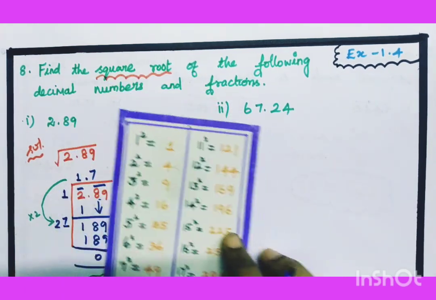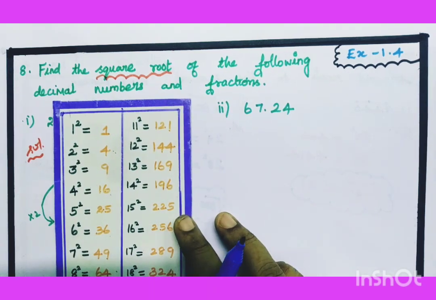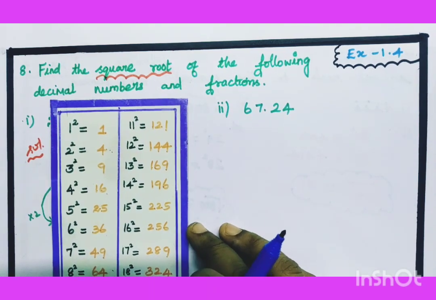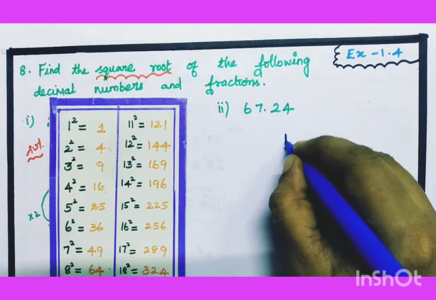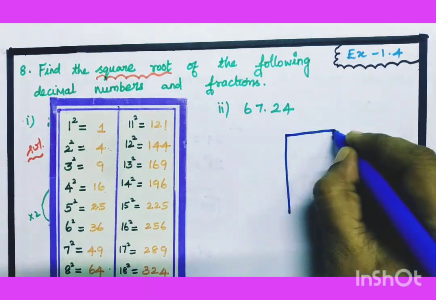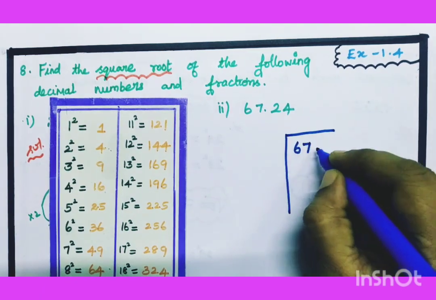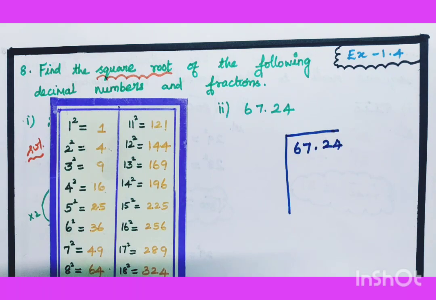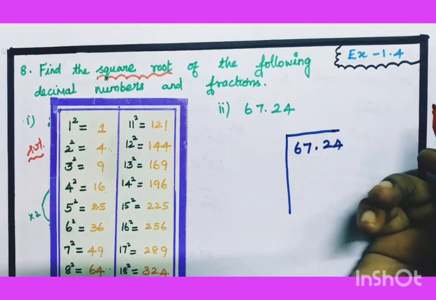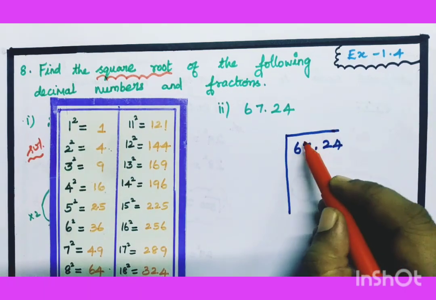Okay, 2 digit, 3 digit we have completed. Now 4 digit, like this. How to do, I'll tell you. Let's listen. First, I want to find out the square root of 67.24. So here it is very simple. How is it simple?